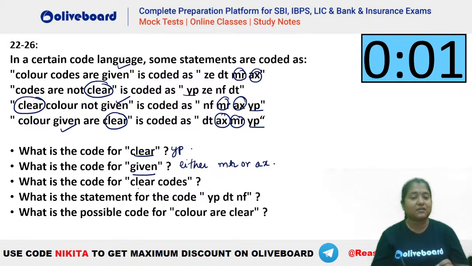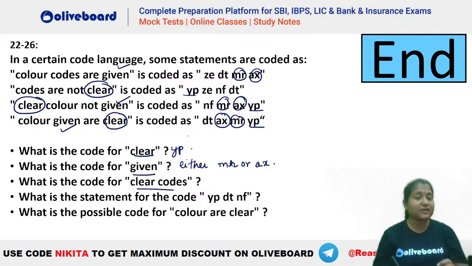What about clear? Clear codes. What should be the answer for clear codes here? Where do we see clear? Clear we have already found is YP. What about codes here? What will codes be? You can see codes is here and codes is here, right? Apart from that, anything common? Color codes are given.